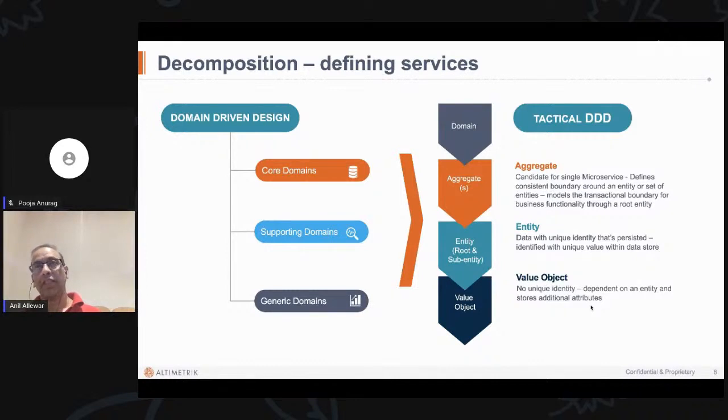There are core domains that are fundamental to the business, right? Without which, if you look at Swiggy, food delivery is a fundamental domain, right? Payment is a fundamental domain, right?